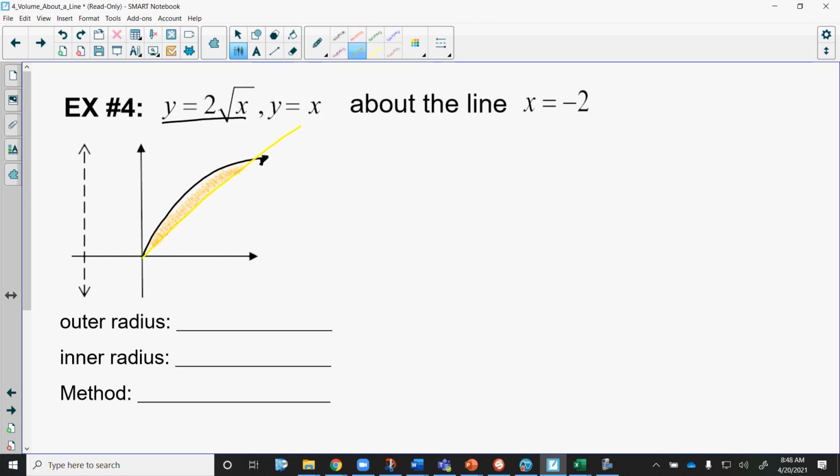There's the shaded bit that's going to be rotated around the line x equals -2. So here's our line of rotation, x equals -2, and you can imagine that we're going to have that same kind of odd shape over here. So we can see that the square root part, the black curve, is going to be your inner radius, and from the yellow line to the line of rotation, that's going to be your outer radius.